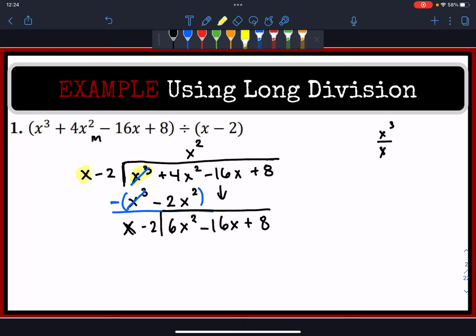So now 6x to the second power gets divided by x, and that equals positive 6x. So we line that up above the linear term, and we again go with the same procedure as before. We just simply follow the same steps. So we multiply this new term in our quotient with our divisor. So 6x times x minus 2, that is 6x to the second power minus 12x.